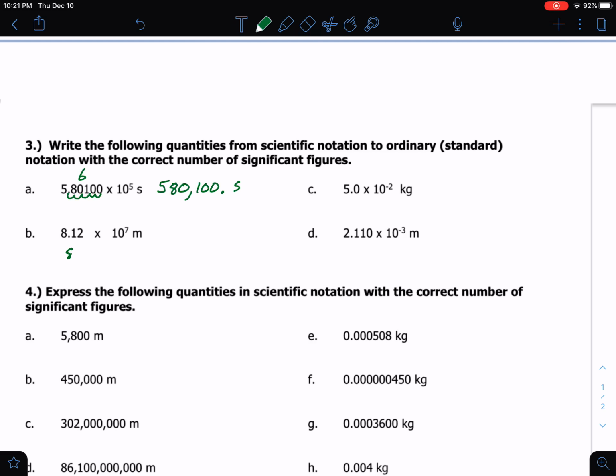Let's jump over to the smaller numbers. I have a smaller number, so I'm going to start with a decimal, and I'm going to go to the right. 1, oops, don't know why it's doing that.